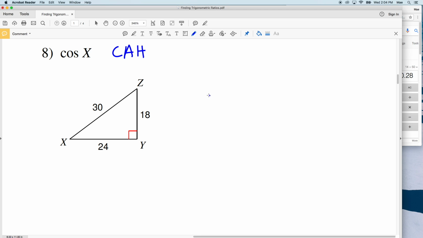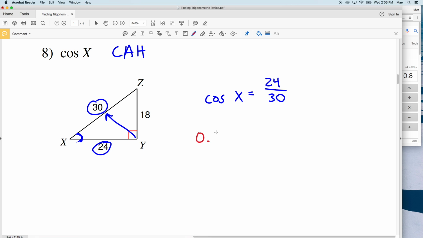And on to the last problem in this video, the cosine of x. Again, we're going to do cosine, and that's adjacent over hypotenuse. So here is our angle x. So adjacent is the 24, and the hypotenuse is 30. This would also simplify down into 4/5, which is 0.8. So 0.8000 is the answer for number 8. And in the next video, we'll do numbers 9 through 22.